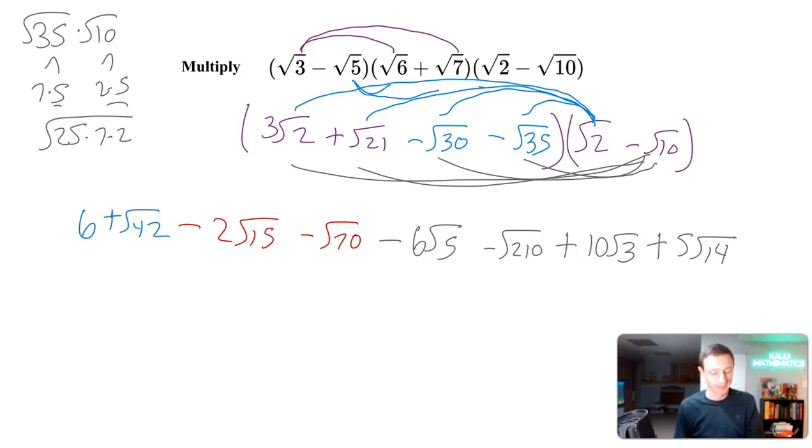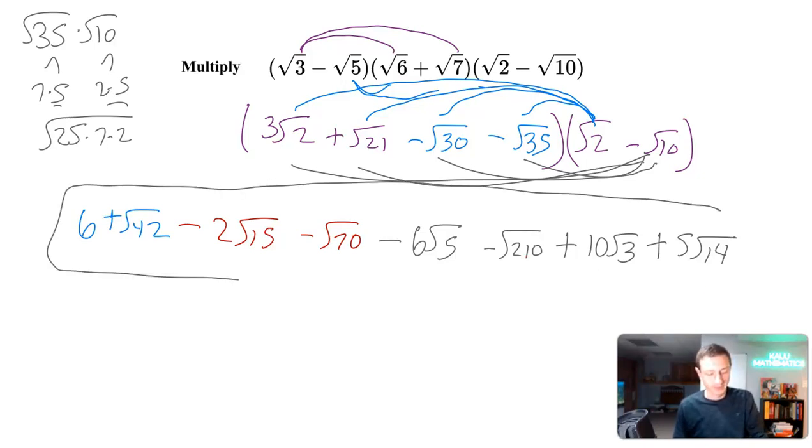Wow, quite a process. Let's check. Do we have any like terms that have been generated? So when we're looking for like terms with radicals, they have to have the same thing on the inside of the radical. So it has to be square root of 14 and square root of 14. But in this case, I don't have anything. Square root of 42, nothing. Square root of 15, nothing. Square root of 70, nothing. Square root of 5, nothing. So nothing is able to be combined.